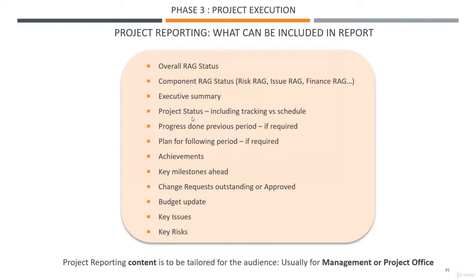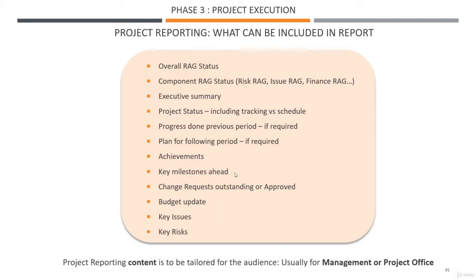Have a project status, obviously how you're tracking against the schedule. You'll have the progress done in the previous period. That's usually something that they like, just to show that you have actually done something. What is the plan for the following period? So the period could be week or month, depending on the type of report. List your achievements. So even if this is not something that they ask, I think it's good to give achievements, to give the project team a boost.